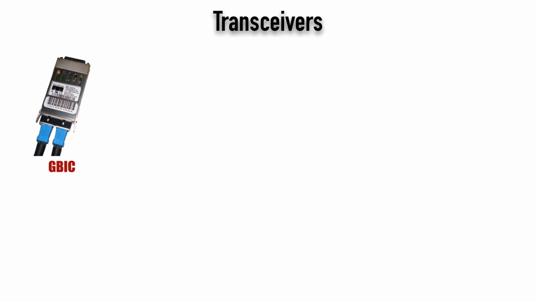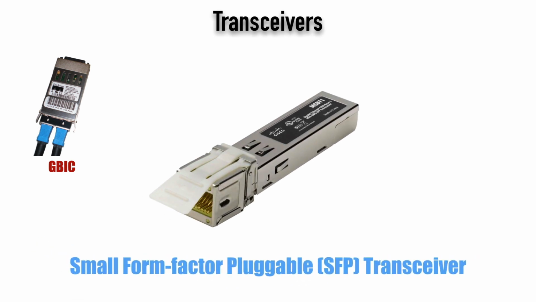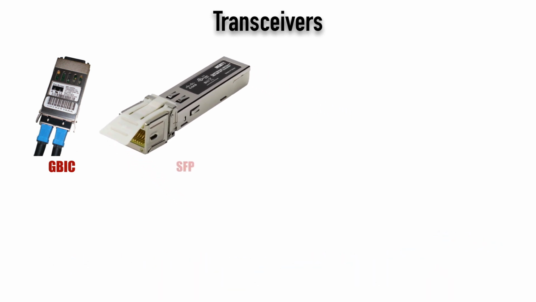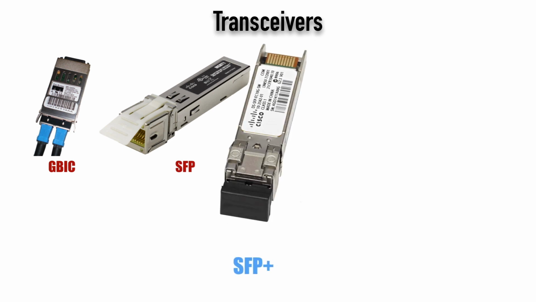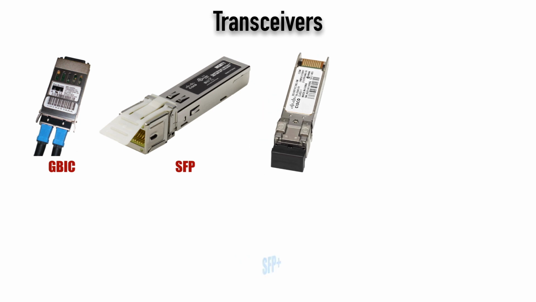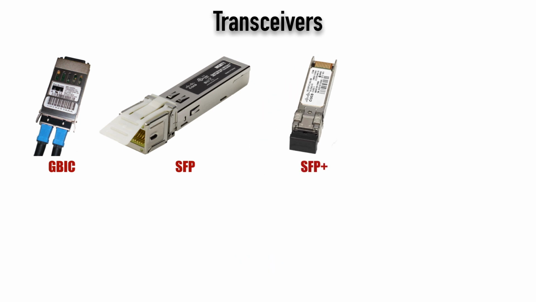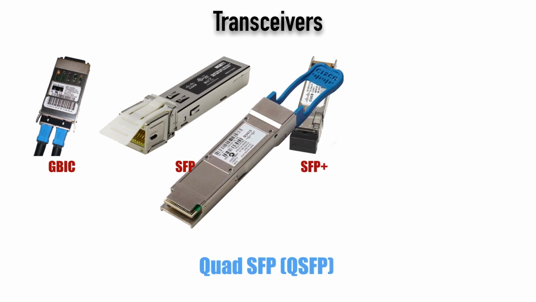Now we might see something like a small form factor pluggable or an SFP transceiver. An SFP transceiver also runs at a gig, but you can see it takes up a lot less real estate. It's much smaller. We could have an SFP plus, which runs at 10 gigabits per second. Or we could have a transceiver called a quad SFP or a QSFP. That gives us 4 times the speed of the SFP. So 4 gigabits per second.